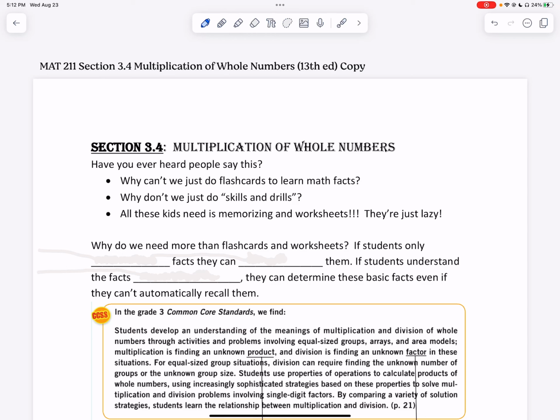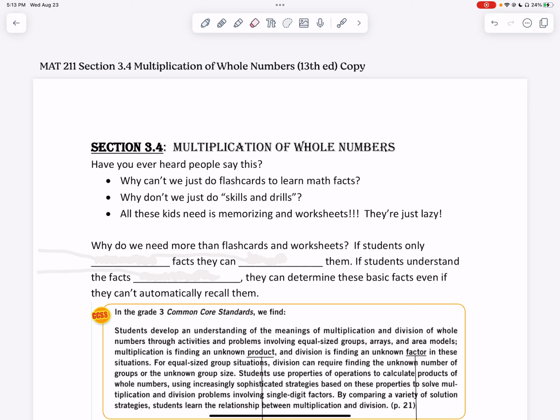In this video, we will be talking about models and properties of multiplication for whole numbers. Have you heard people ever just say, why can't kids just learn to memorize? Can't they just learn math facts by flashcards or skills and drills? All we need is just worksheets. These kids aren't learning their facts because they're just lazy. Well, why do we need more than flashcards and worksheets?